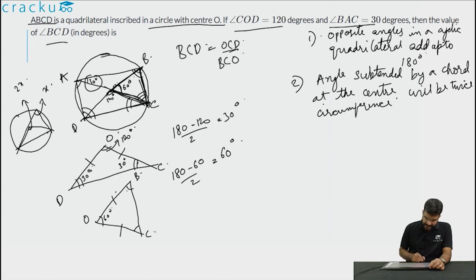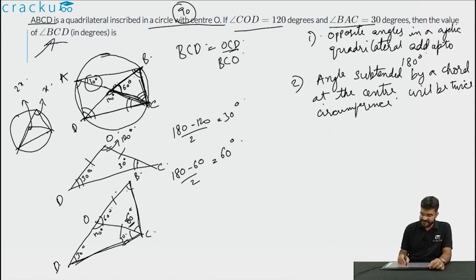So if you are looking at the triangle OCD, we know that this is 120 degrees, so the base angles are 30 degrees and 30 degrees. And we know that angle BCO is 60 degrees. So when we want to calculate the angle BCD, it will be the sum of 60 plus 30, so that is equal to 90 degrees. So angle BCD in this case is 90 degrees.